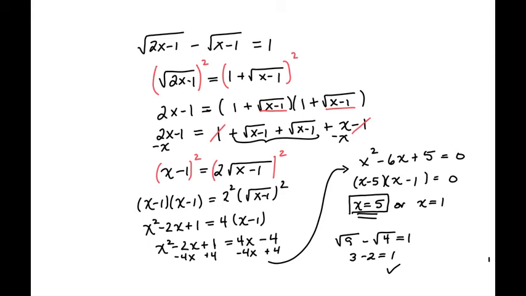Now let's try the 1. If I substitute 1 into the original equation, I will get square root of 1 minus, and if I substitute it into the second, square root of 0. Does that equal 1? Yes, it does. 1 minus 0 equals 1. So both of these work. Neither one of them are extraneous solutions.